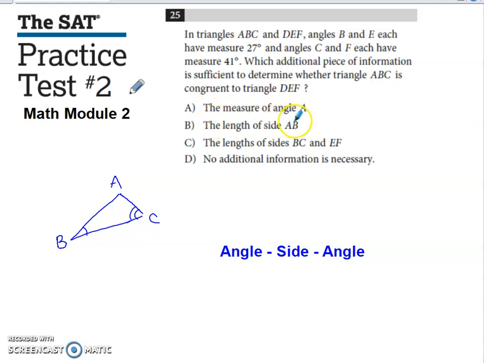The length of side AB. Well, if you only know the length of side AB, that tells you more about the initial triangle, but it doesn't tell you anything about the second triangle.